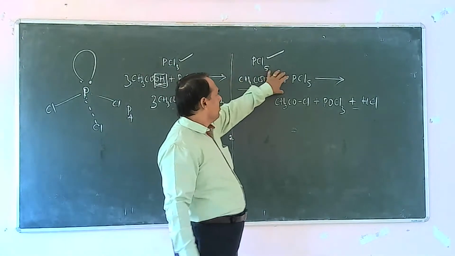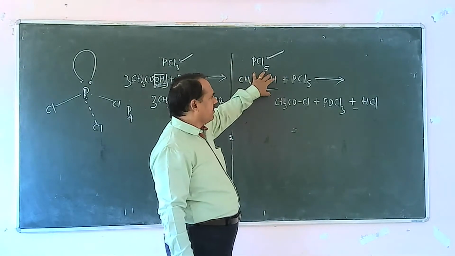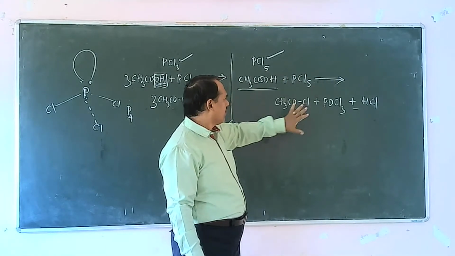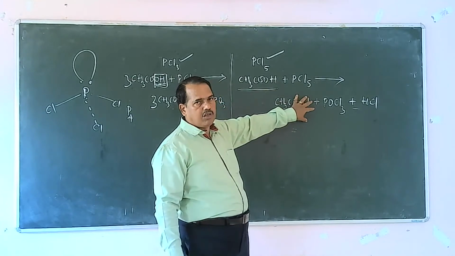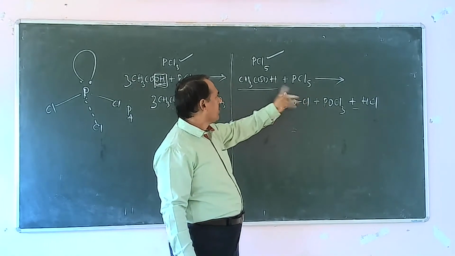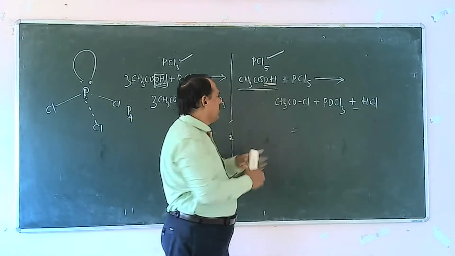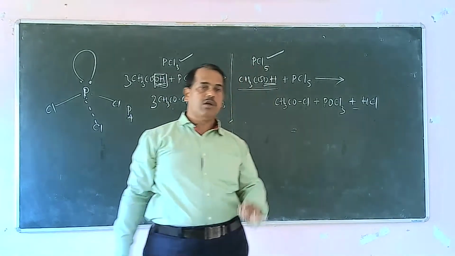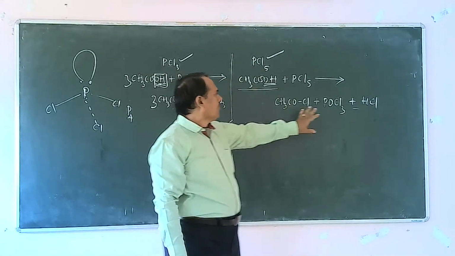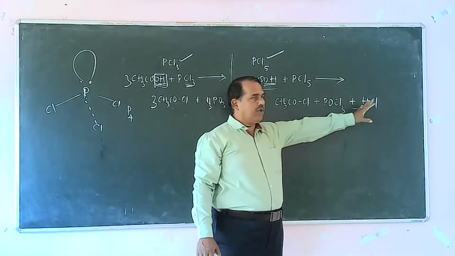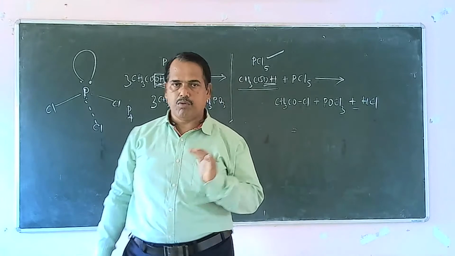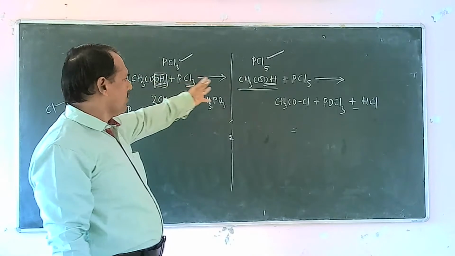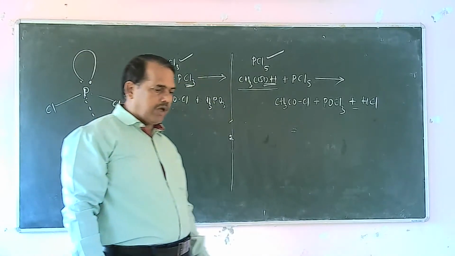See, CH3COOH, which is nothing but acetic acid. When it reacts with phosphorus pentachloride, how many chlorine atoms are there? 5 chlorine atoms are there. So you will get CH3COCl, acetyl chloride. The hydroxyl group is converted into chlorine. It is therefore that phosphorus trichloride and pentachloride are used in the preparation of organic compounds. You will get phosphorus oxytrichloride and then HCl. So these are the important chemical properties of phosphorus trichloride and phosphorus pentachloride.